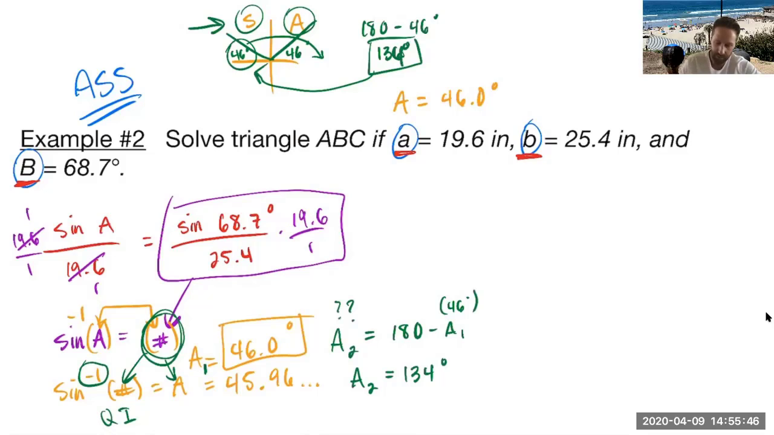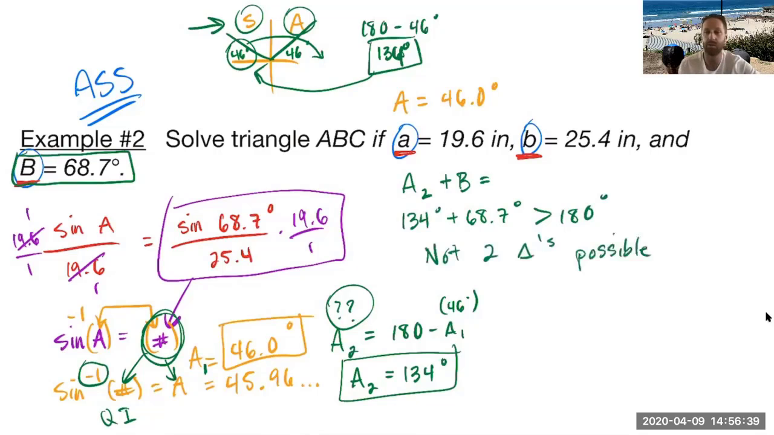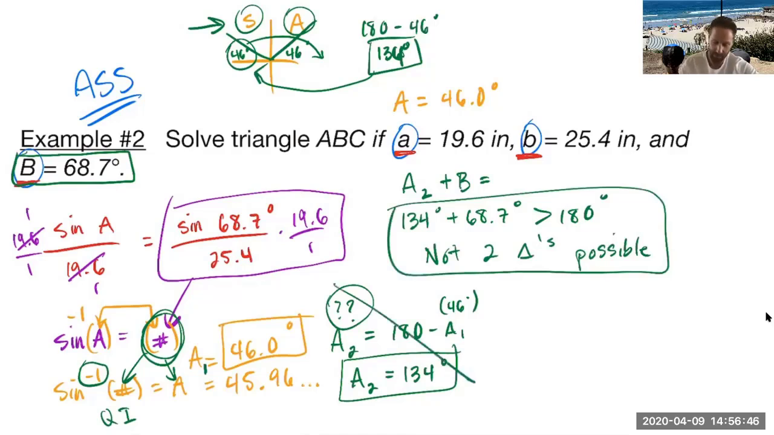And with that, I have to answer this question: is that even possible? Remember, they already gave us an angle in this triangle of 68.7. If I take A2 and add it to the original B, do I get something that is less than 180? Because if I do, then there can be a third angle and therefore a triangle. But in this case, we know that 134 degrees, when added to 68.7, is too much. It is greater than 180, and therefore there cannot be two triangles possible. Which again is good news for us.